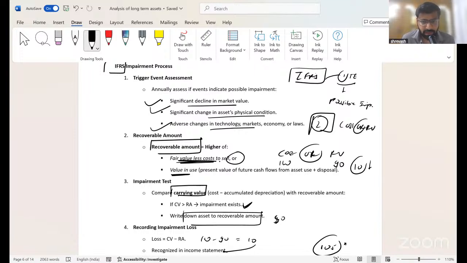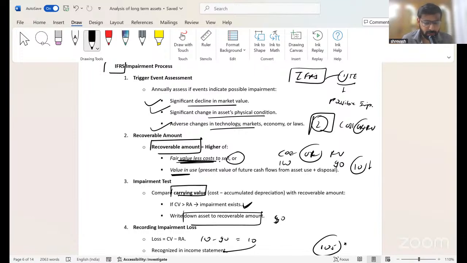Okay, sir. Whichever is higher, we take that as the recoverable amount, and then I compare that with cost. If the cost is higher than the recoverable value, the asset would have impaired. So if the cost is 100, basically carrying value. When I say cost, please understand it as carrying value. Whenever the cost is 100 and the recoverable amount is 90, that means the asset has impaired by 10.